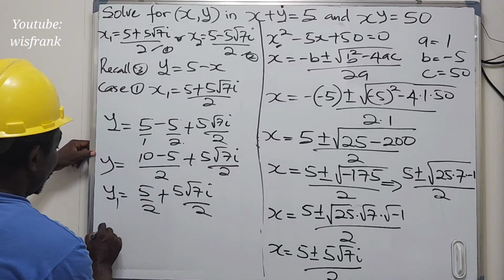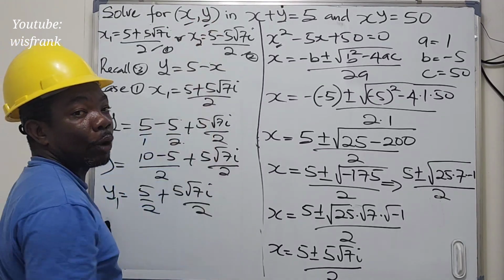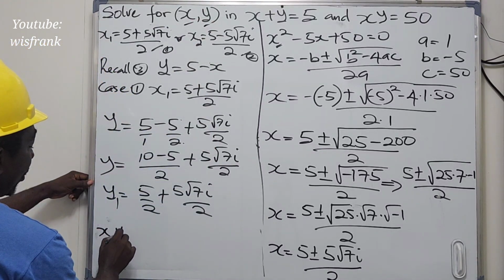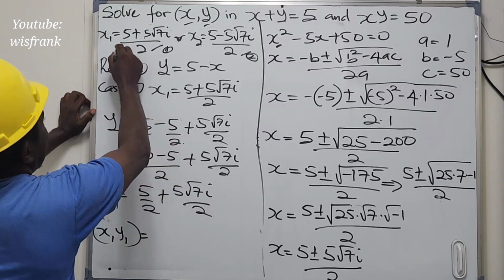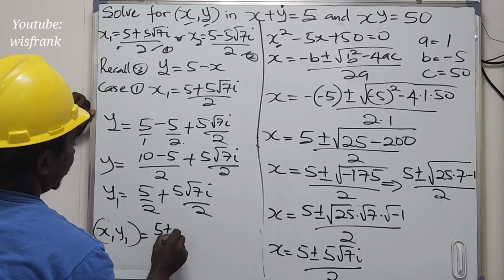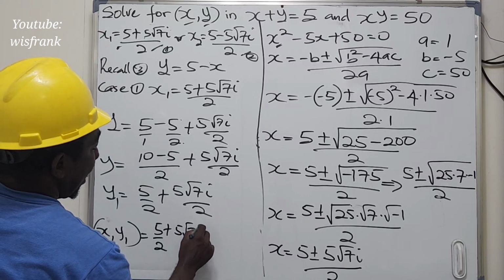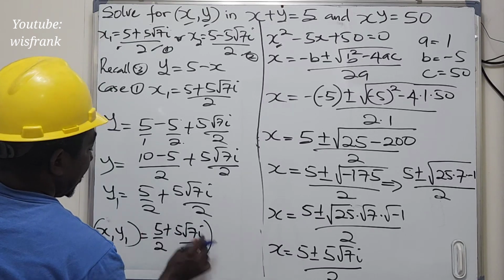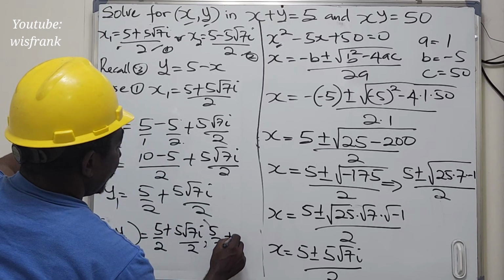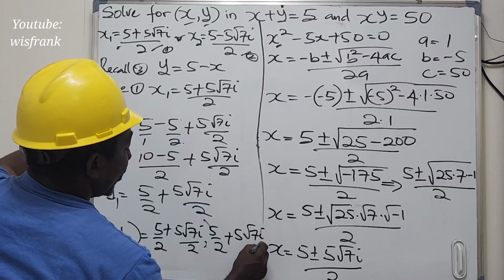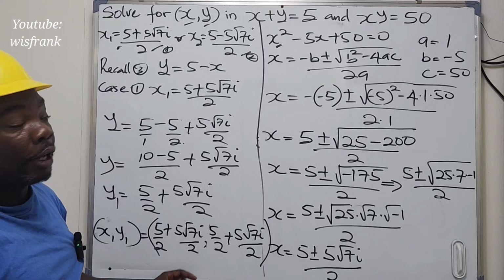We are going to look at case 2. Because we are asked to find the value of x and y, the value of x1 and y1 is: x1 is 5 over 2 plus 5 root 7i all over 2, and y1 is 5 all over 2 plus 5 root 7i all over 2. So this is the value of x1 and y1 that we have for case 1.